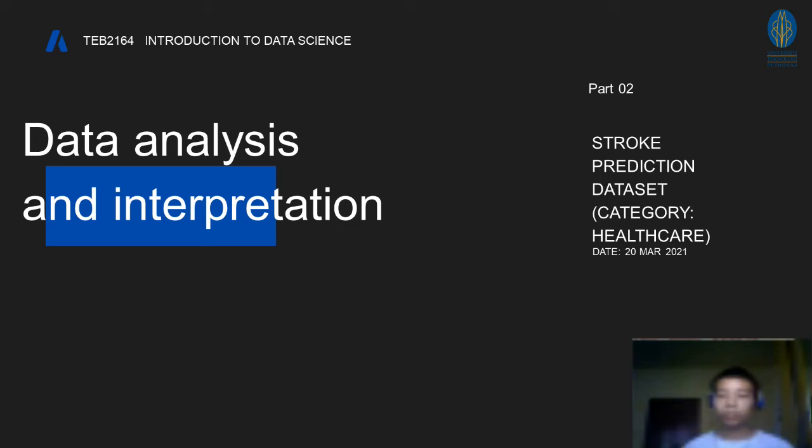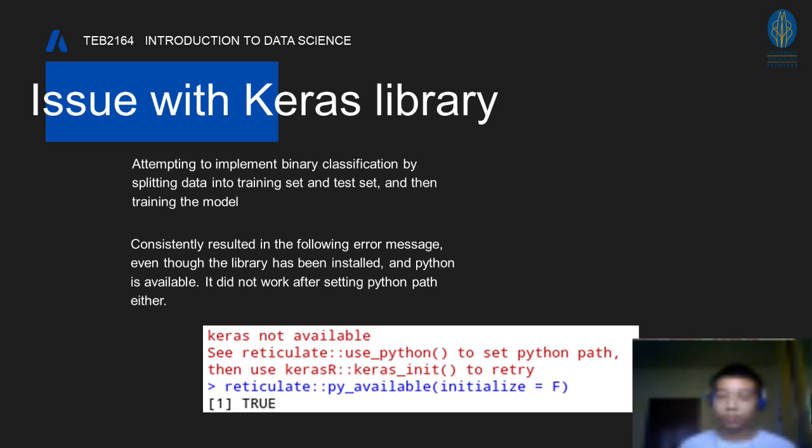First of all, we tried to implement a binary classification model by splitting the data into the training set and the test set, but I consistently got an error message saying I can't use the Keras library, even though I had installed the library and set the Python paths and everything seemed fine, but it didn't work.